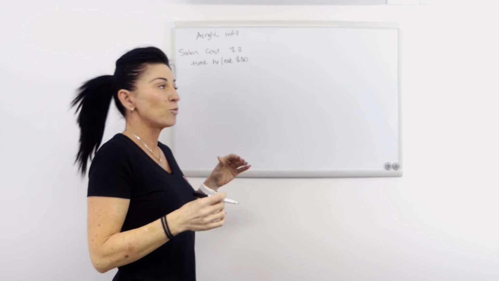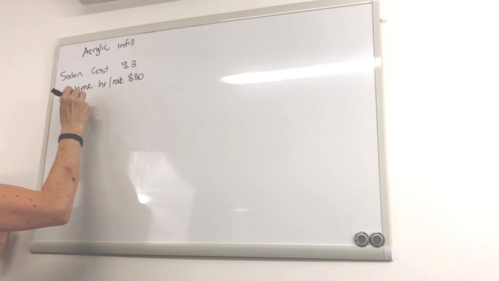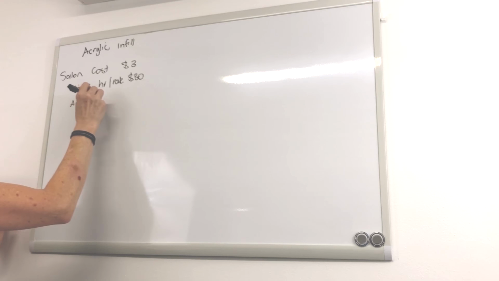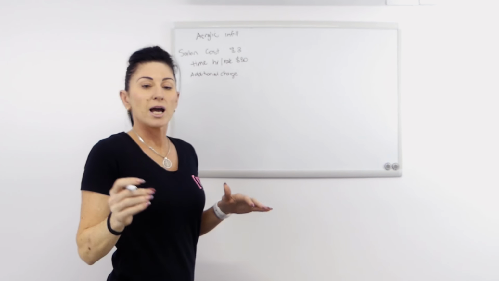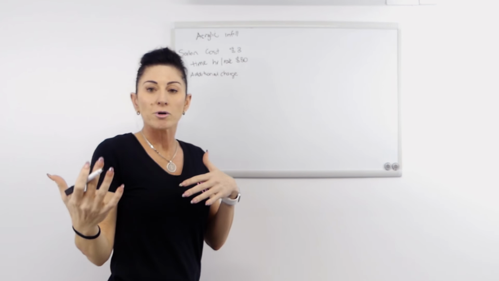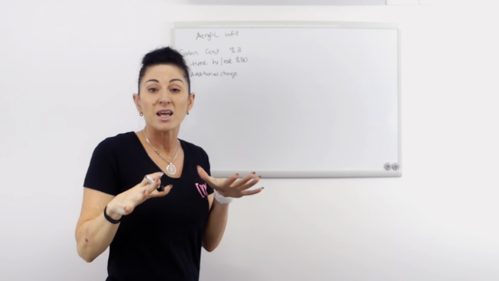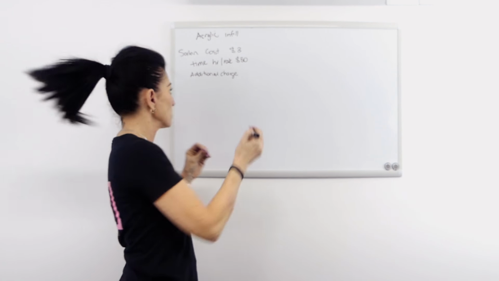Then I'm going to put on what I call my additional charges. Now, I was always terrible at working out $2 for this or $3 for that, so I kept it nice and even. And I said my additional charges is $10.